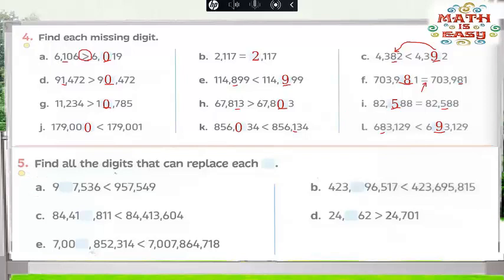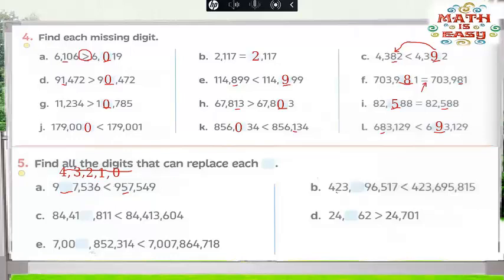Number 5, find all digits. Focus well, he tells you all digits. All digits that can replace each. We have 2 numbers here. The first number is less than the second number. And we have a missing digit here in the 10,000 place. Go to the next number and see what is written in the 10,000 place. We have 5. So he tells you to write not one digit only like this. You should write all digits before 5. All digits before 5 are 4, 3, 2, 1, and 0.